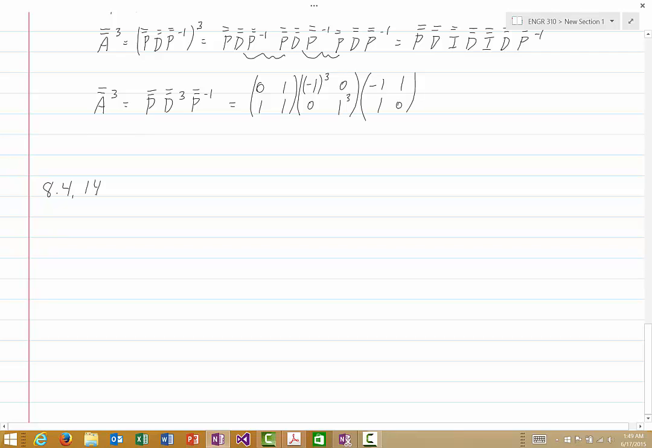8.4.14. Now the directions are the same as for the problem that we just did. The matrix that we have in this case, we'll again call it A, and that's -5, -6, 6, -9, -8, 12, -12, -12, 16.